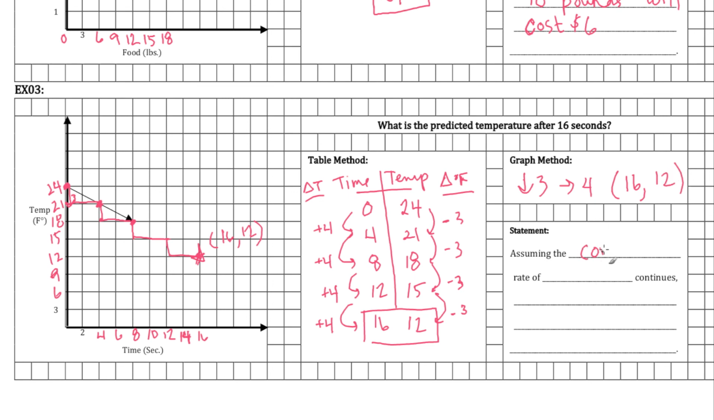So assuming the constant rate of change continues, the temperature will be 12 degrees Fahrenheit at 16 seconds. And that's it.